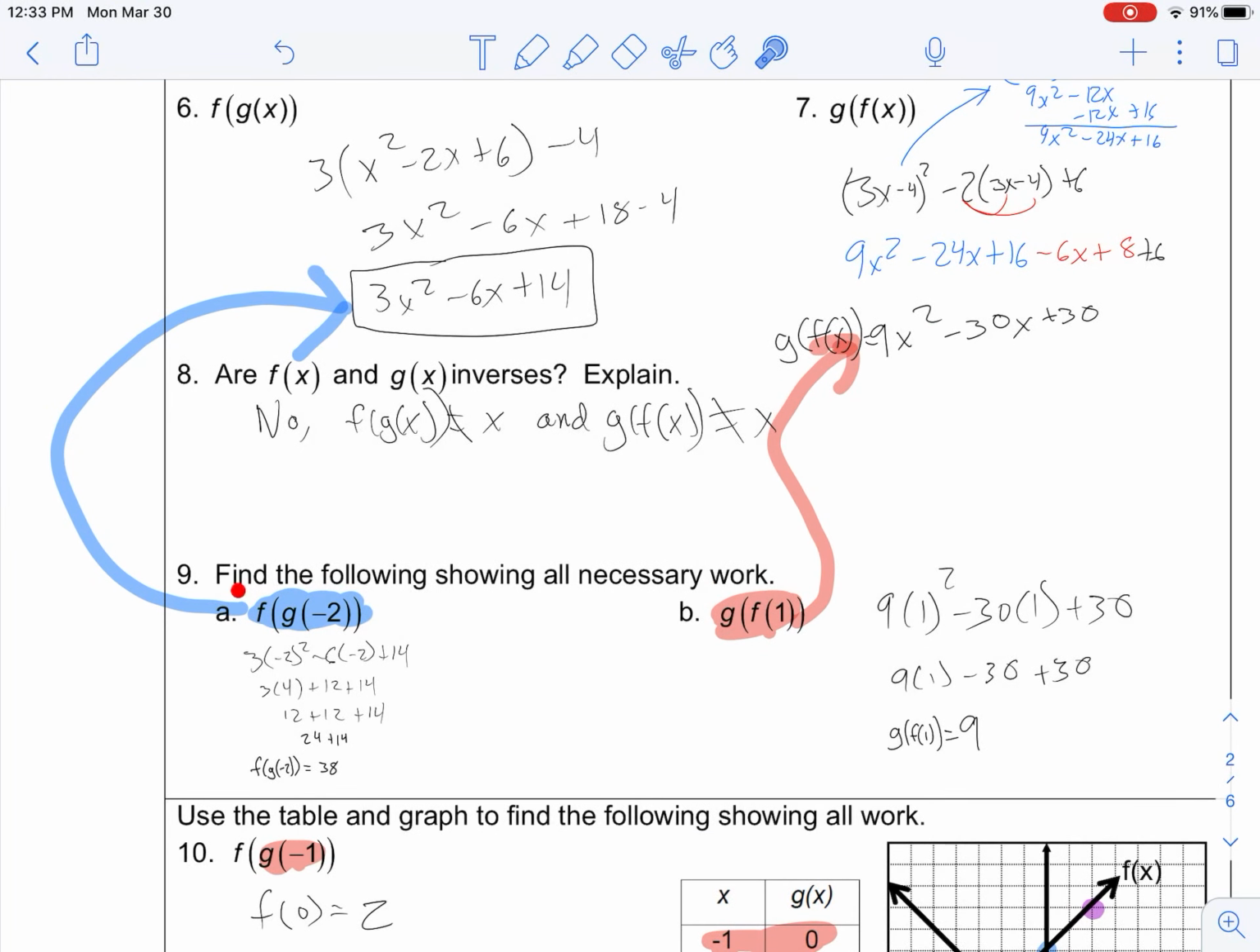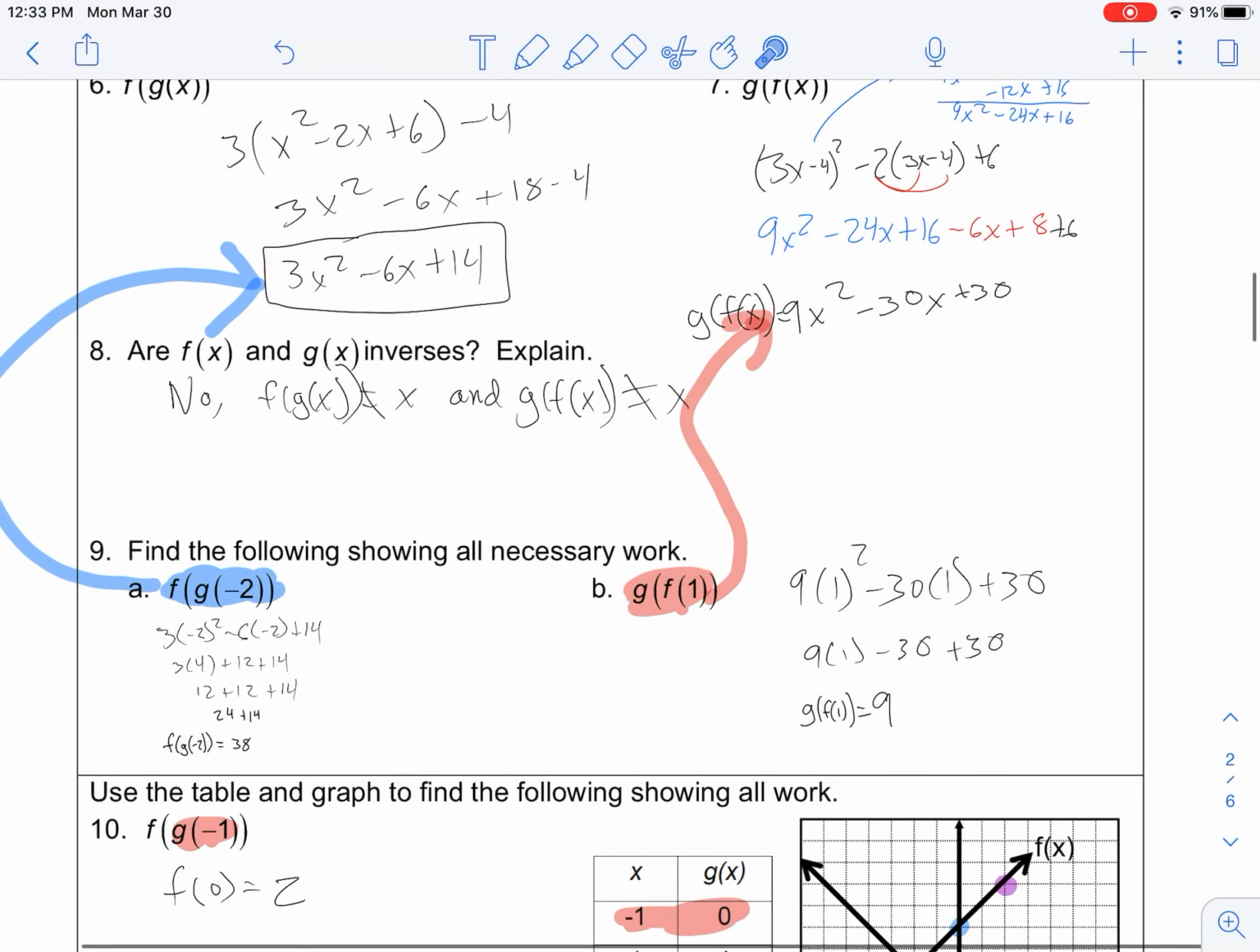So we already did the work to find f of g of x. So I just used this value here, and I just plugged in a negative 2. The other way that you could do this is you could take g of negative 2, get that value, and then plug it in for your f of x. You would also end up with 38 there. Same thing for g of f of 1. Well, I already figured out g of f of x, so I just took 1 and plugged it in and got out a 9. If you did f of 1 and then took that answer and plugged it in for your g of x, that would also work.